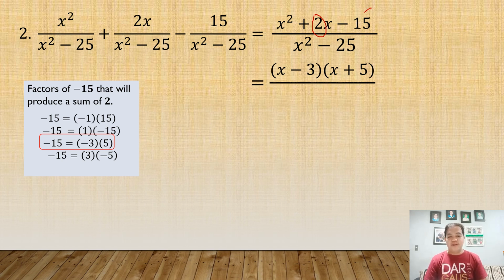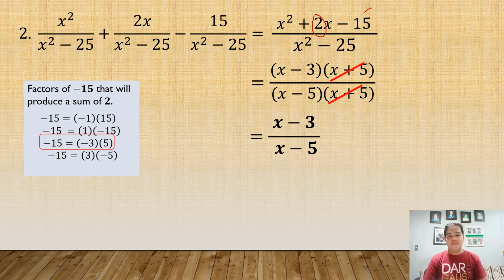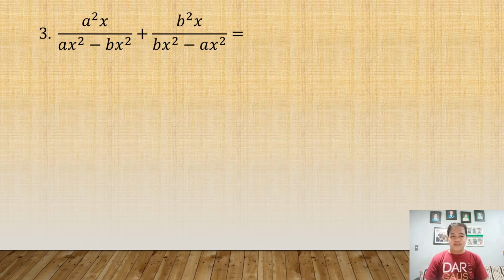Alright, so very obvious na siguro yung denominators, yung factor ng denominator. It is x minus 5 and x plus 5. Okay, so yun, kakancel na tayo. Anong makakancel? Of course, the x plus 5. At ang matitira, x minus 3 all over x minus 5. And that is the answer. Let's go to example number 3.